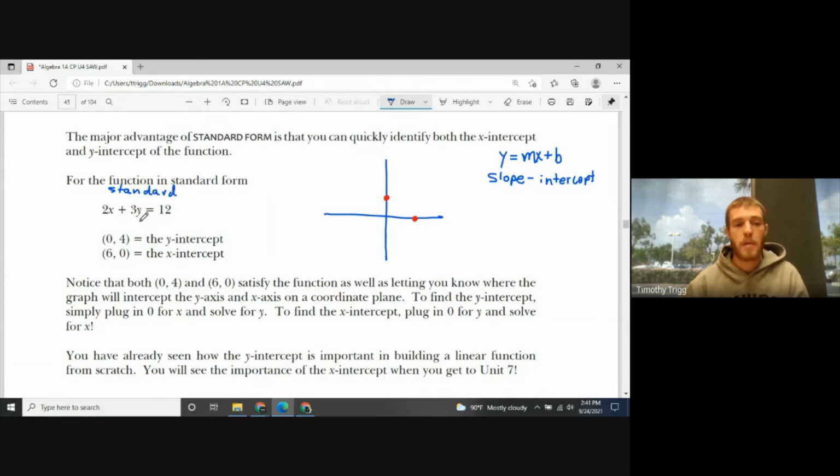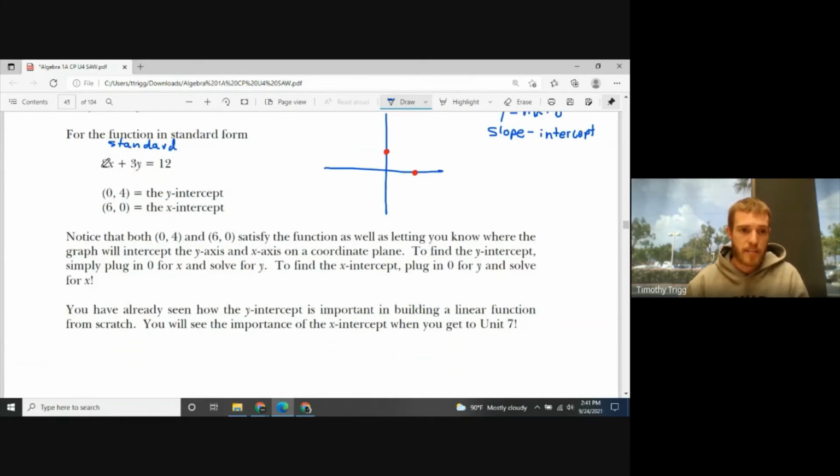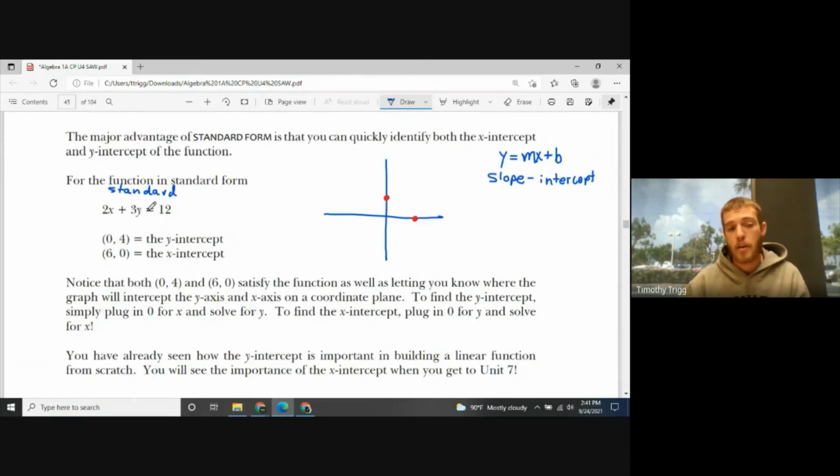Okay, standard form. Notice in this case, the x and y are on the same side together, right? You see that? It has like 2x + 3y = 12. Now, you could always change an equation from standard form to slope-intercept. Also, you could change from slope-intercept to standard. We're going to go over how to do that.